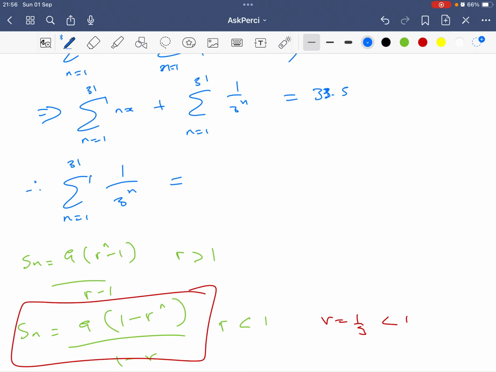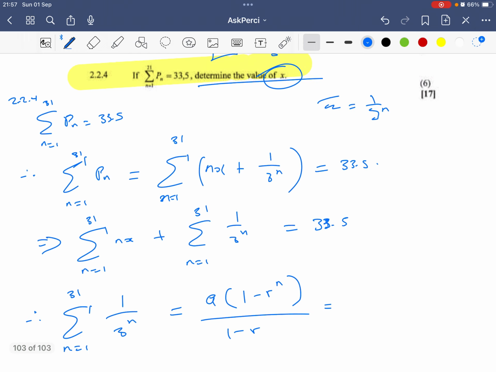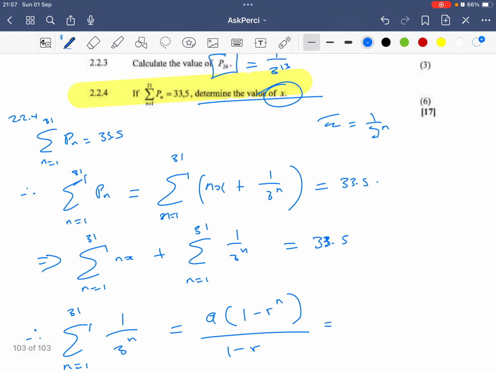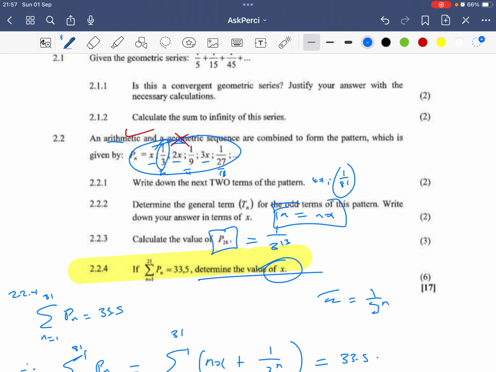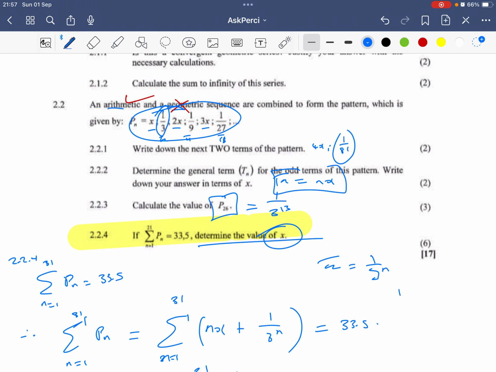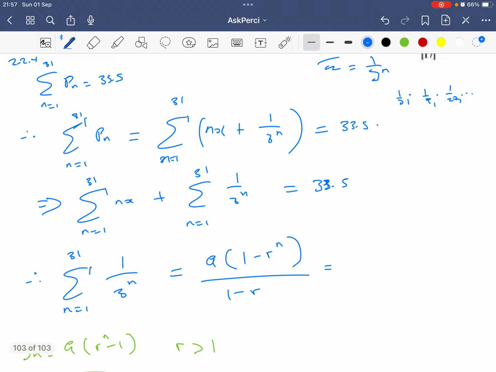So this is equal to a times 1 minus r power n over 1 minus r. Again, a is the first term of the even sequence, which is 1 over 3. Remember the even sequence? 1 over 3, 1 over 9, 1 over 27. So the first term is 1 over 3. So this is 1 over 3 times 1 minus r, and r, remember, was 1 over 3, power n, over 1 minus 1 over 3. Now I'm going to talk to you about how to get n.